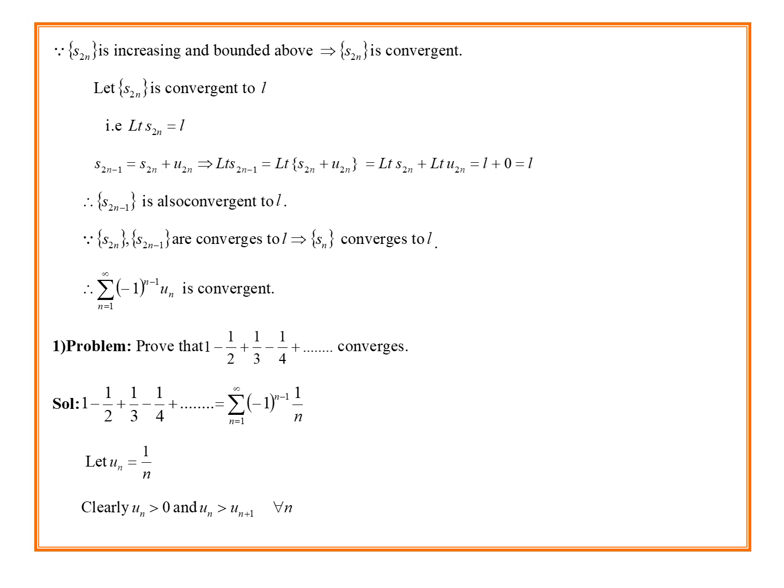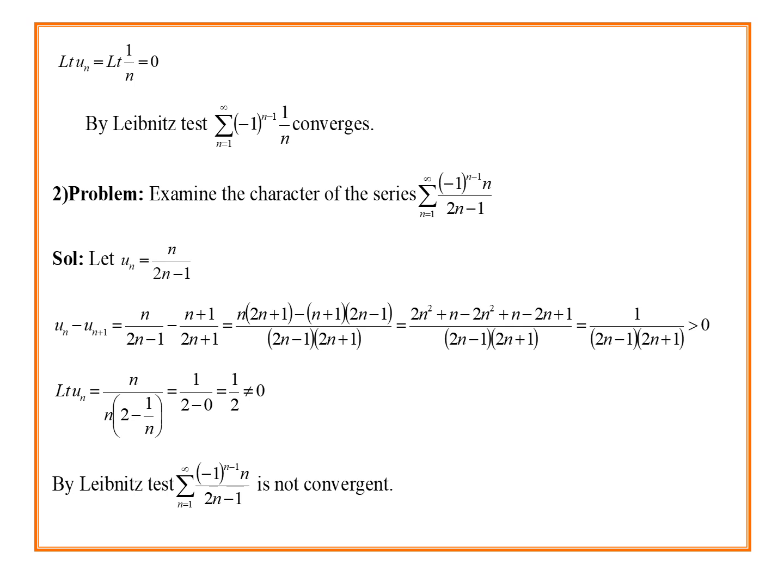Based on that, first we take the alternating series 1 minus 1 by 2 plus 1 by 3 minus 1 by 4 plus so on. It can be written as sigma n equal to 1 to infinity of minus 1 whole power of n minus 1 into 1 by n. So here un is equal to 1 by n. Clearly we know that un is greater than 0 and un is greater than u of n plus 1 for all n. Immediately we calculate the limit of un. Limit of 1 by n is 0. It satisfies the decreasing condition and limit un equal to 0. By the Leibniz test, the given alternating series is convergent. Hence we have proved the given problem.